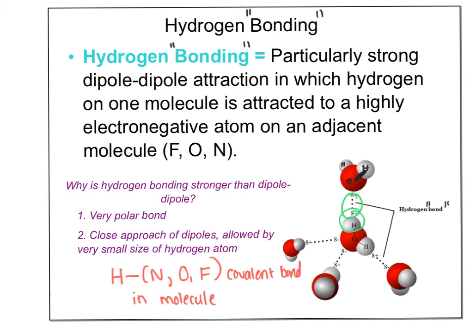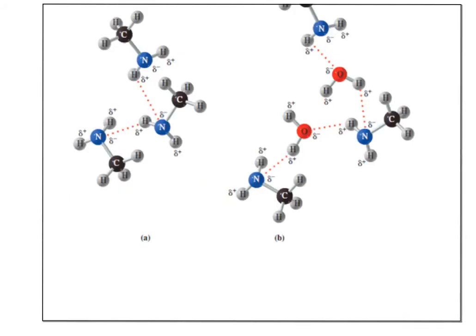Why is this stronger than dipole-dipole? Well, hydrogen bonded with either of these 3 is a very, very polar bond, and if we have a small size happening, it allows this hydrogen to get really close to the oxygen of the other molecule. So it's the strongest type of intermolecular force we're really going to focus on because it's a special version of dipole-dipole.